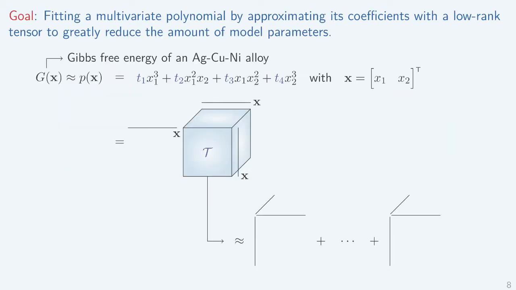So, our goal is to use multivariate polynomial regression as a model and make it feasible by approximating its coefficients with a low-rank tensor to greatly reduce the amount of model parameters. In our work, we use this model to approximate the Gibbs-free energy of a metal alloy. The crucial part of our approach is the use of the polyadic decomposition, since this allows us to develop an efficient optimization-based algorithm and an algebraic algorithm to compute the model parameters.